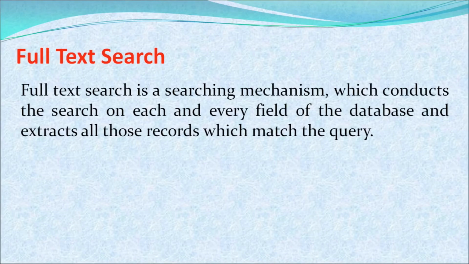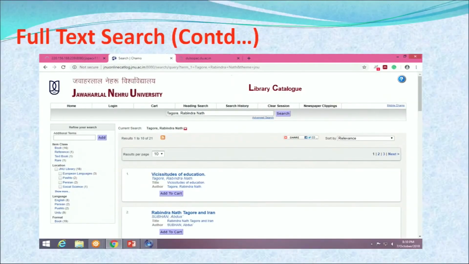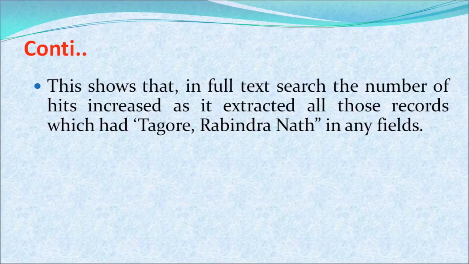Full text search is a search mechanism which conducts the search on each and every field of the database and extracts all those records which match the query. This is the screenshot of the JNU library catalog again. We have put Amrita Sen as the author and the title. This shows the full text search. The number of hits increased, and it extracted all those records which have Tagore Rabindranath in any of its fields.